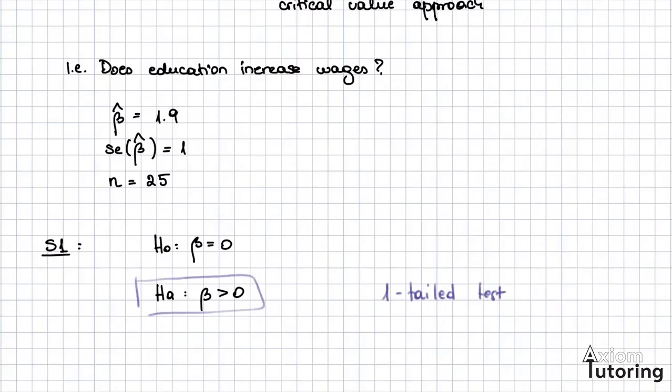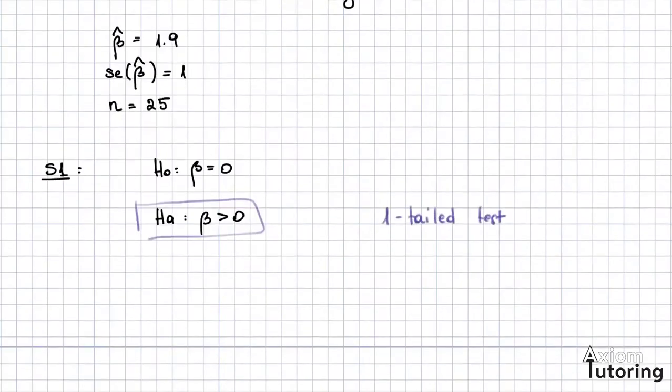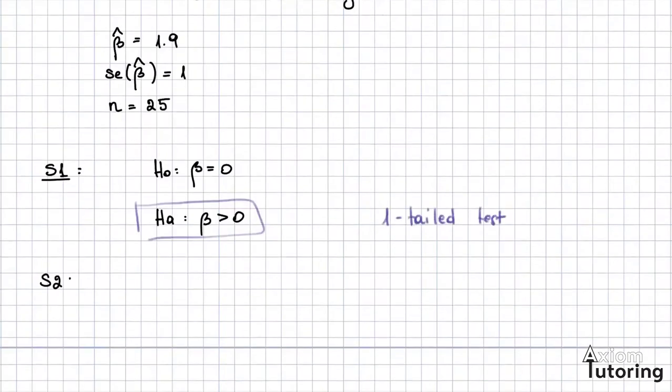Based on the information, let's, as usual, have the computation of the t-statistic. Our t-star is going to be, as usual, beta hat minus 0 divided by the standard error of the beta hat, which in this case is just 1.9 divided by 1. Okay, so we are 1.9 standard deviations above 0.